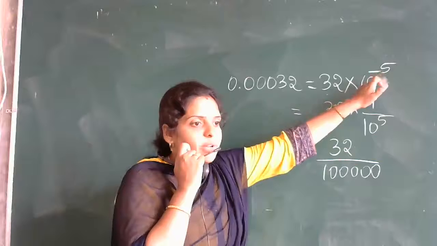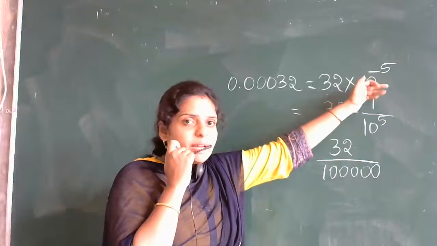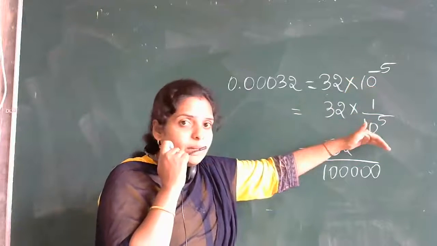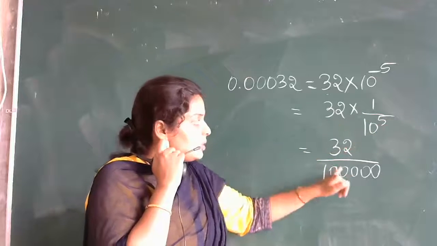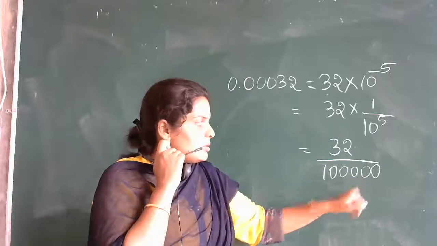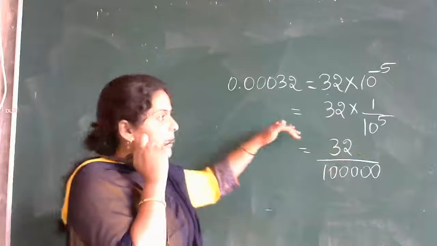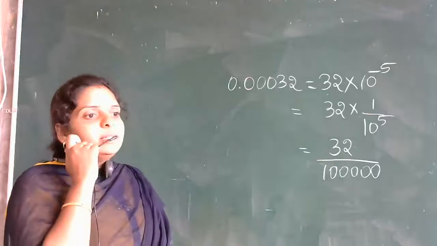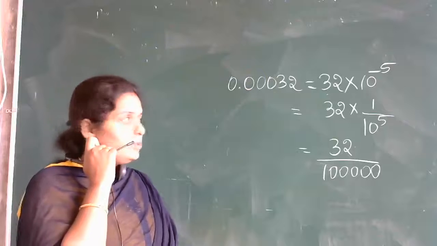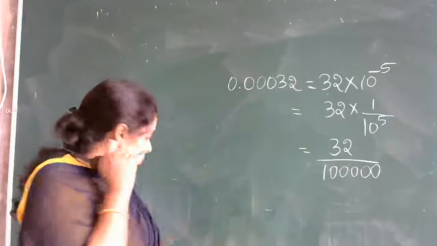This is minus 5. If it stays in the numerator, minus 5 remains. You can take it to the denominator, then it becomes plus 5. So you can write it as 32 divided by 10000. If you simplify, again you will get the same answer, that is 0.00032. Are you getting it?